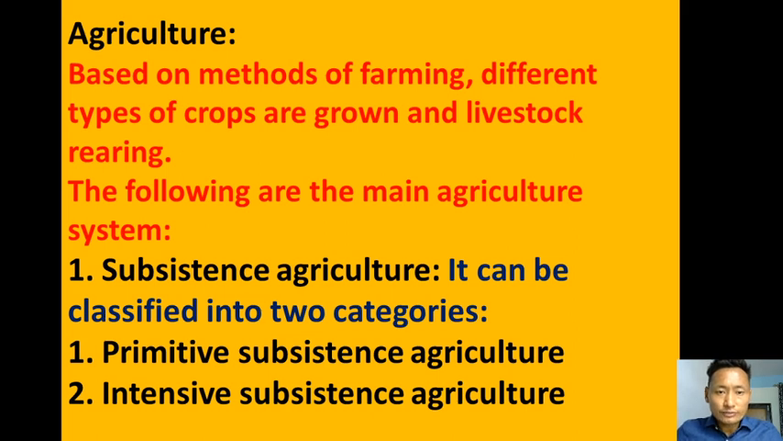So agriculture is further divided into two. The first type of agriculture that we are going to discuss and learn is subsistence agriculture. What is meant by subsistence? Subsistence means the cultivation of crops that is done mainly for self-consumption. Agriculture means cultivation of crops, and subsistence means mainly for self-consumption. Subsistence agriculture is further divided into two categories: primitive subsistence agriculture and intensive subsistence agriculture.